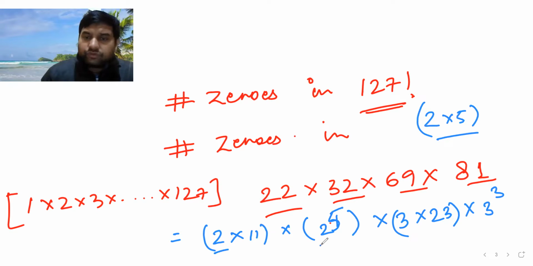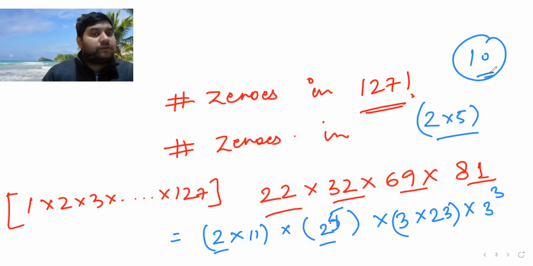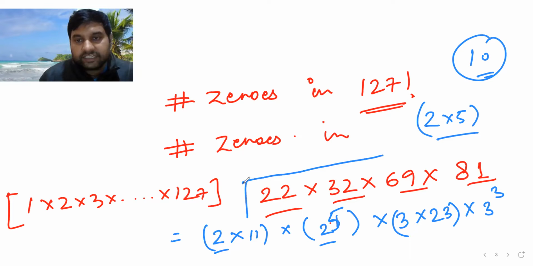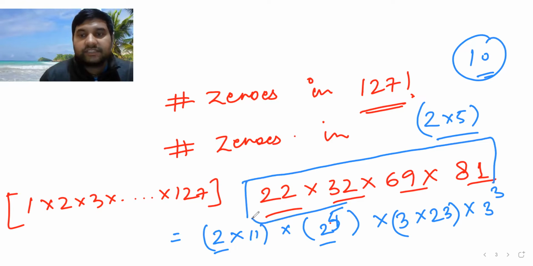So we have 2's, but we don't have 5's. And therefore, if we don't have 5's, we don't have 5 into 2. If we don't have 5 into 2, we don't have 10. If we don't have 10, we don't have a 0. So the number of zeros in this given example is 0.